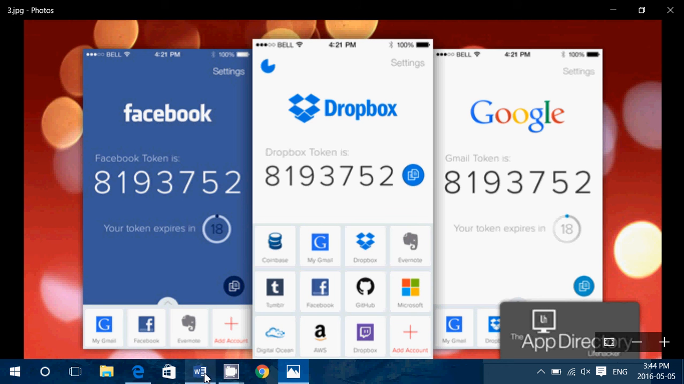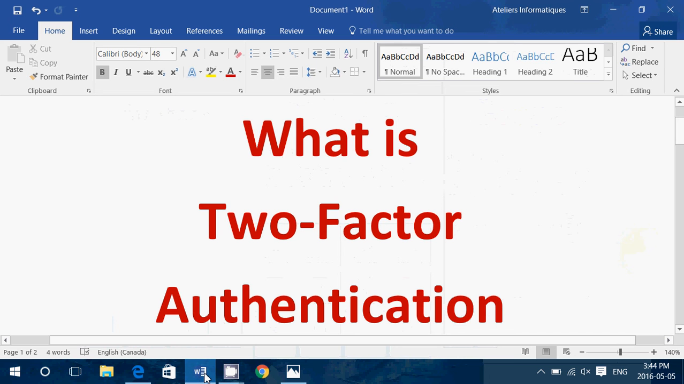I hope you'll enjoy the videos, and they're going to help you create two-factor authentication on your accounts.